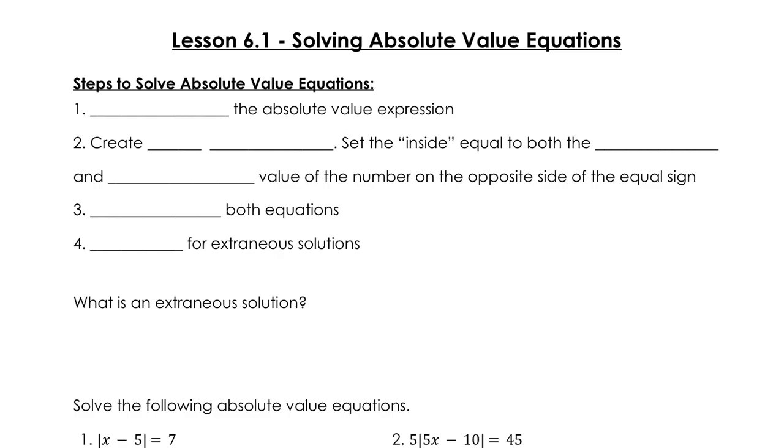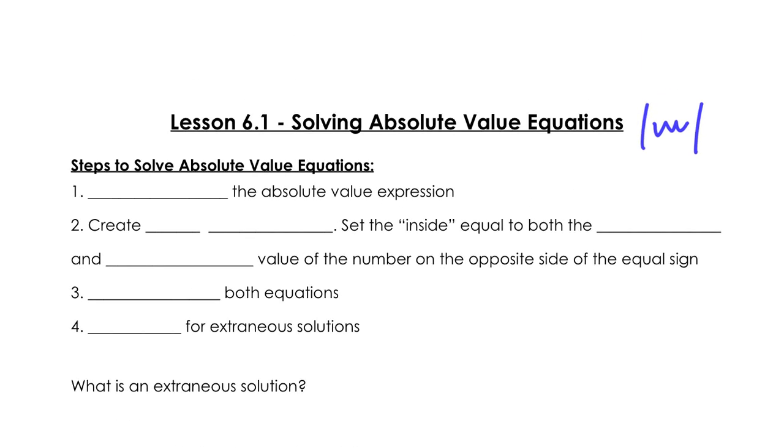Does anyone know what the absolute value symbol looks like? It's the lines, like this, and then there's stuff written inside. And what does absolute value mean? Positive. Everything's always positive, right? Okay, so if I take the absolute value of negative 8, the absolute value of negative 8 is 8, right? But if I take the absolute value of 8, is the answer negative 8? No, it's still 8.